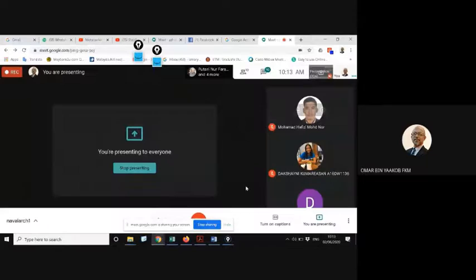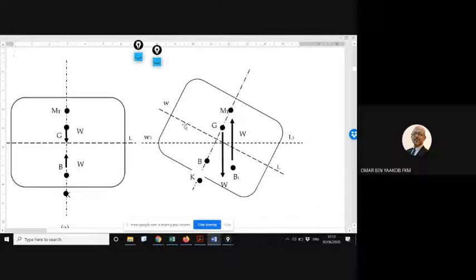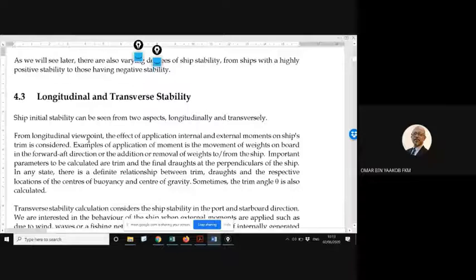So the ship is heeling, or listing. Two terms. Okay. From the longitudinal viewpoint, we are looking at the ship from the side, from the profile. If you remember your body plan, your lines plan, you look at the profile, you see all the buttock lines.